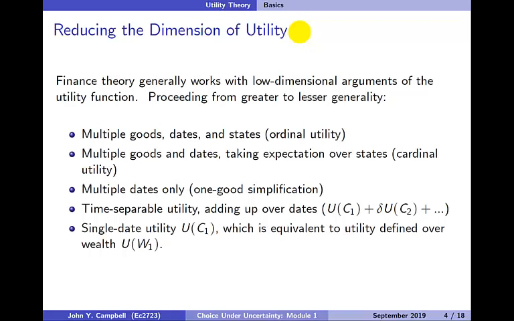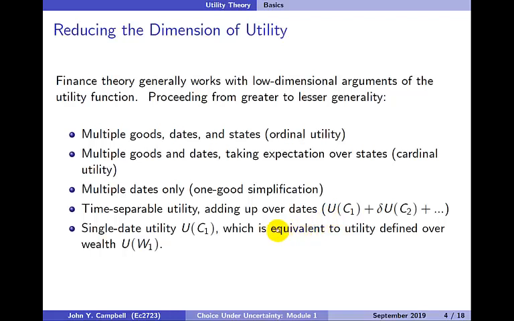But that's still complicated because we have multiple goods. Very often in finance, we simplify to one good. We're going to ignore choices over goods and work with a single good. Then we have multiple dates, but only a single good. Finally, we might assume time-separable utility, in which case we can add up over dates using a time discount factor delta, and then we'll have the familiar time-separable utility function, which is often used in macroeconomics.